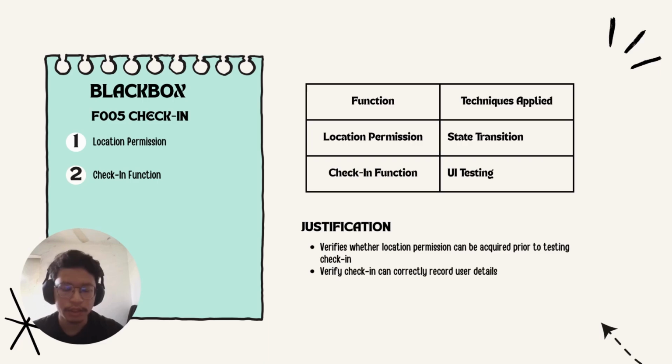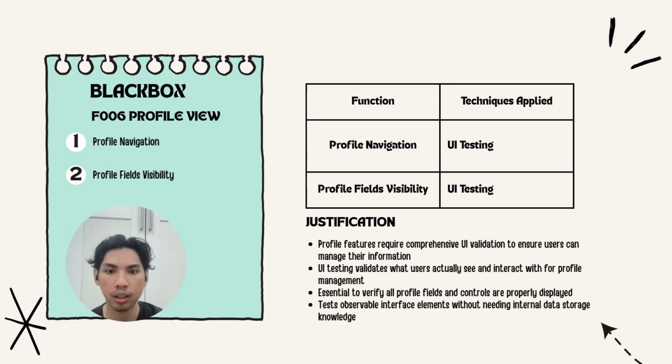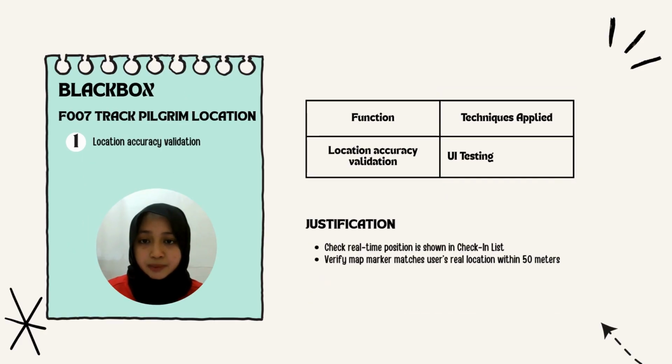So for location permission, the test that we apply is state transition, while for check-in, we use UI testing. For the black box testing of F006 profile view, we test two functions, that is profile navigation and profile field visibility. Both of the functions use the same technique, that is UI testing. So we have F007 track video location for black box testing, which is the functionality of these features.